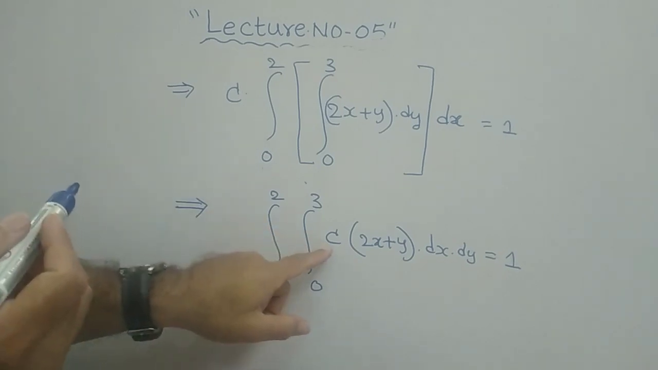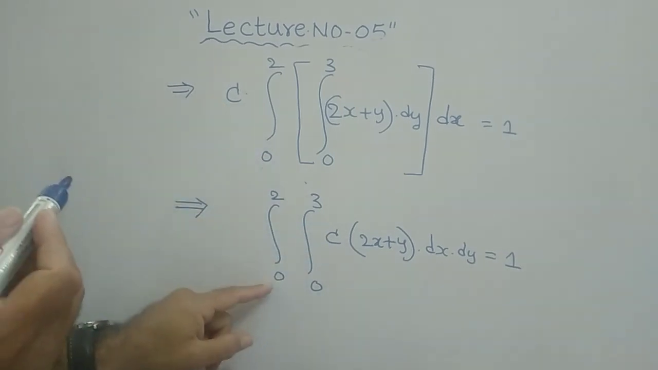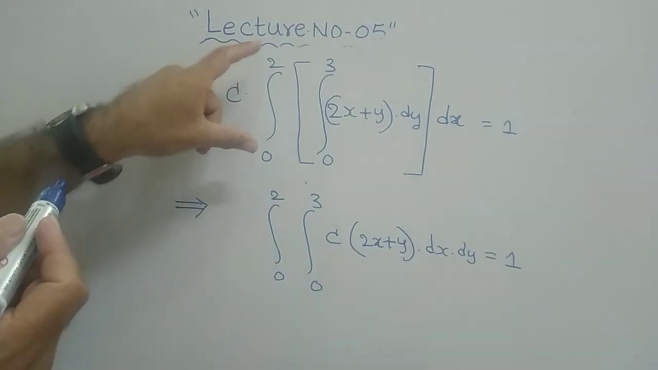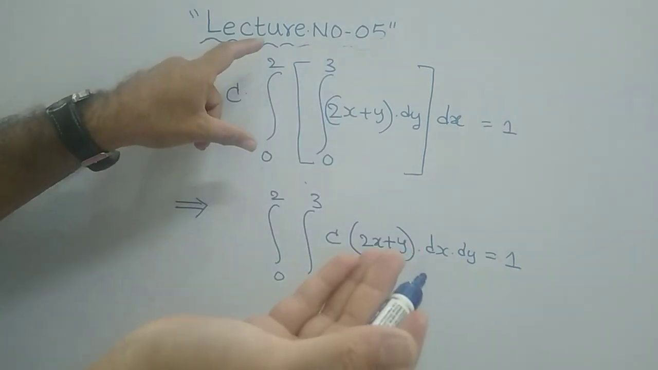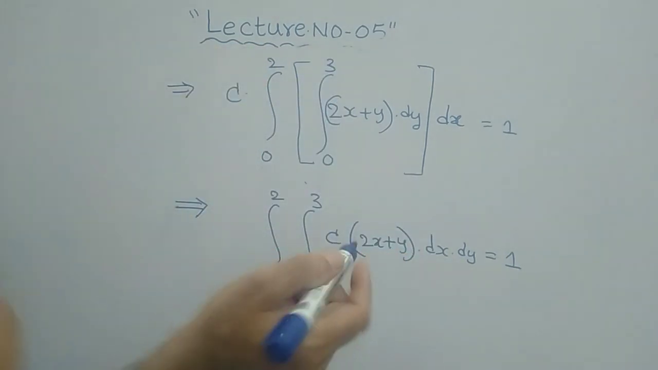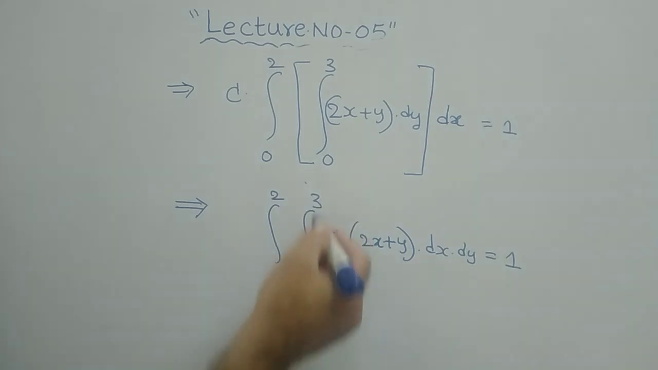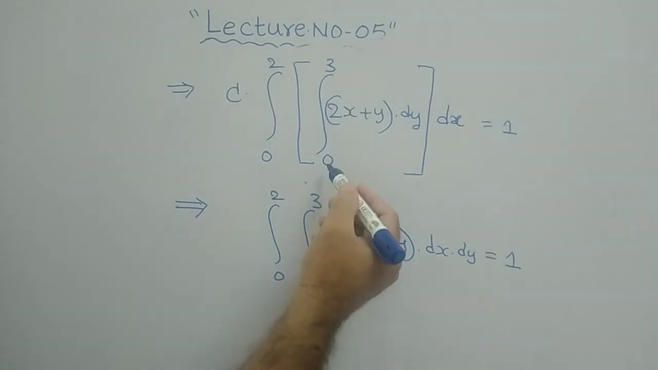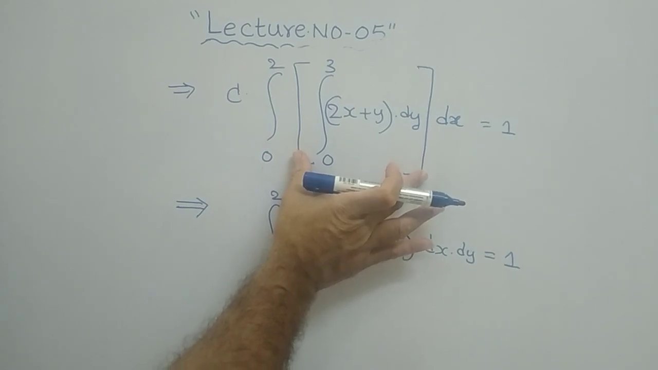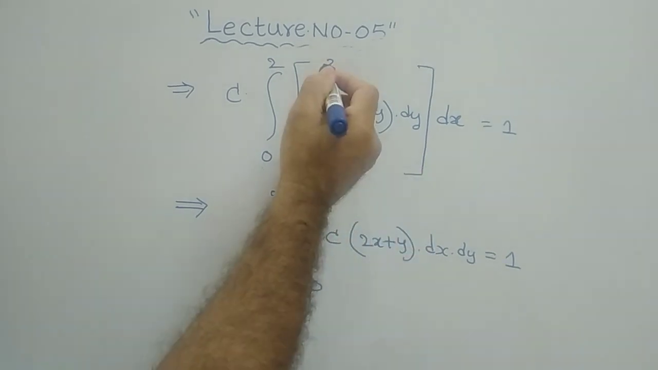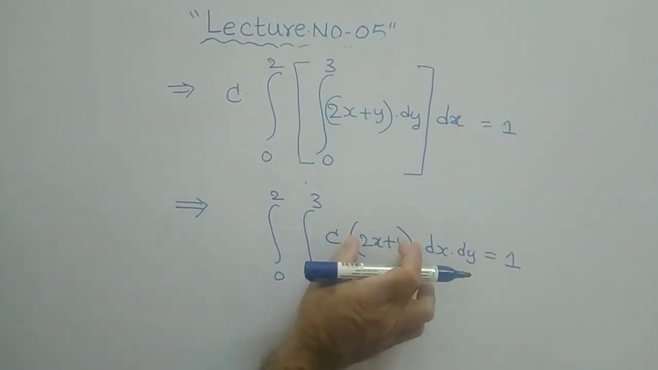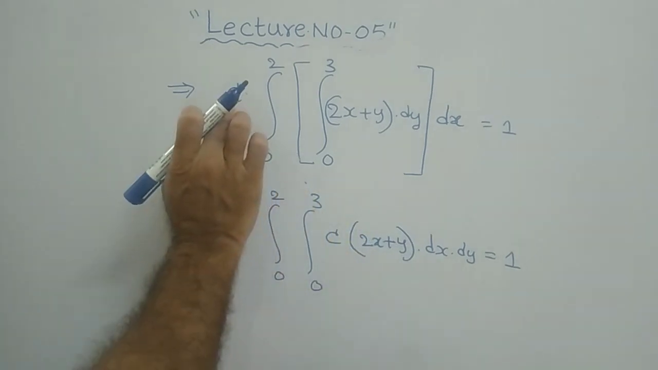So c is a constant, I am taking it outside, and 0 to 2 means the x limitations I will apply a little bit later. Firstly I am simplifying this function by applying the y limitations, 0 to 3. That's why I have put it in the square bracket. 0 to 3 are the y limitations, and 2x plus y is the function. C is a constant, I have already taken it outside.